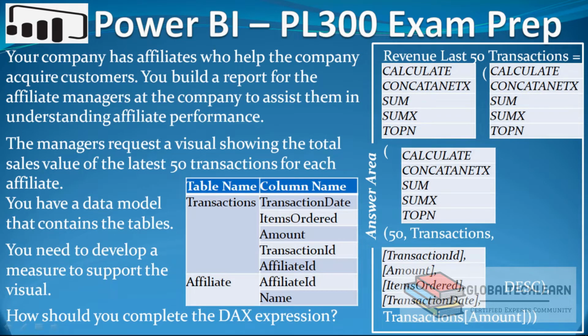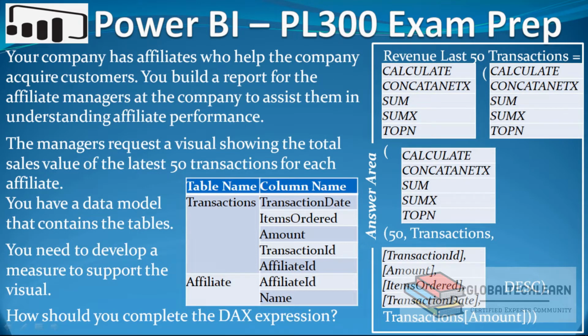On the right side under the answer area we can see one DAX expression to calculate the measure, and the measure name is revenue last 50 transactions. Under options we have various DAX functions that we need to select. So let's understand the measure requirement, and then we will try to create this measure in Power BI Desktop.